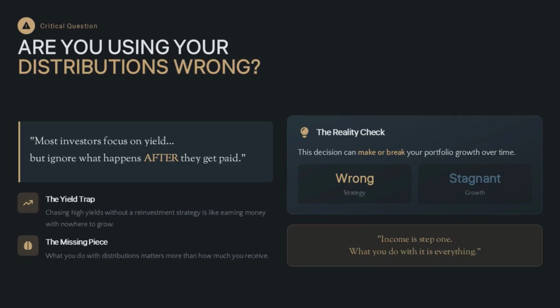Most investors focus way too much on the yield but ignore what happens after they get paid. So, the yield trap: you're constantly chasing high yields without a reinvestment strategy, which is like earning money with nowhere to grow. The missing piece is that what you do with the distributions matters more than how much you receive. This decision can make or break your portfolio growth over time. Income is step one. What you do with it is really everything.